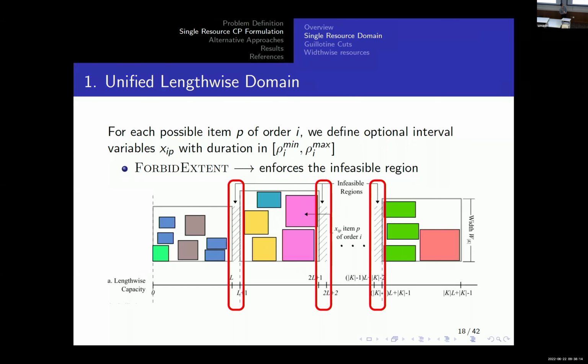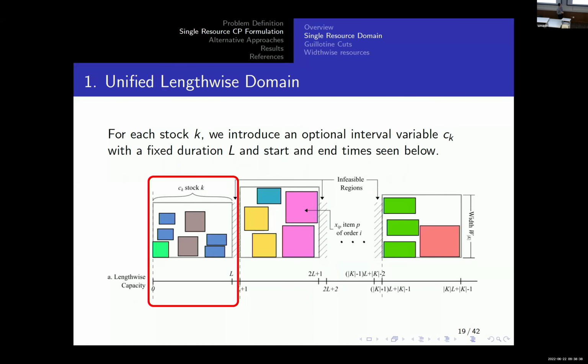So what we do is that we insert a dummy unit of infeasible regions in between the adjacent stalks. And we use constraints, the global extent constraint in particular, to remove these infeasible regions away from the domain of the item interval variables. Thus, the item interval variable has to be either within one stalk or another. Then we also declare another set of interval variables for each stalk. The idea is that we need to declare these to track essentially if a stalk is used or not.